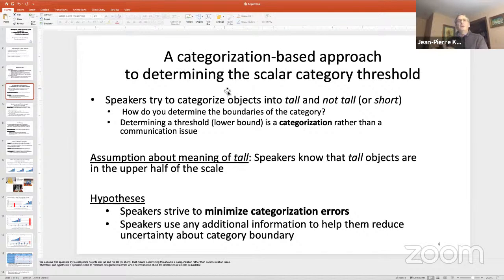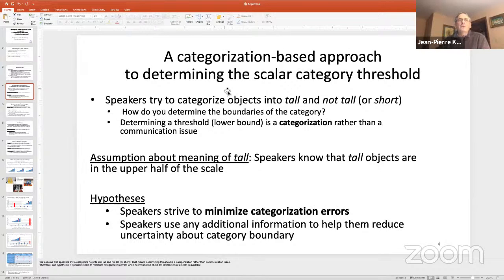And we are going to make one assumption and then two hypotheses. The first assumption is going to be that speakers know that tall objects are in the upper half of the scale. So that's an assumption we're making, and actually we tested it. Hopefully I'll have time to mention an experiment on this. It seems to be a correct assumption.